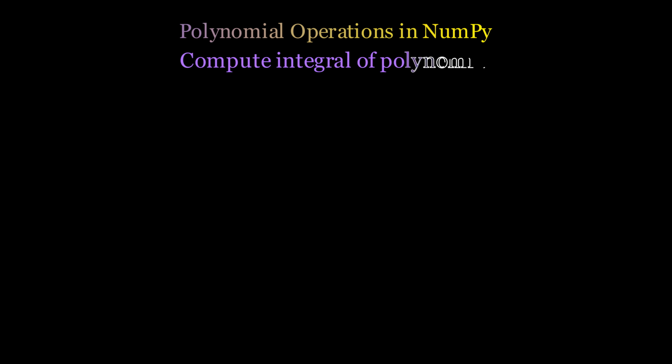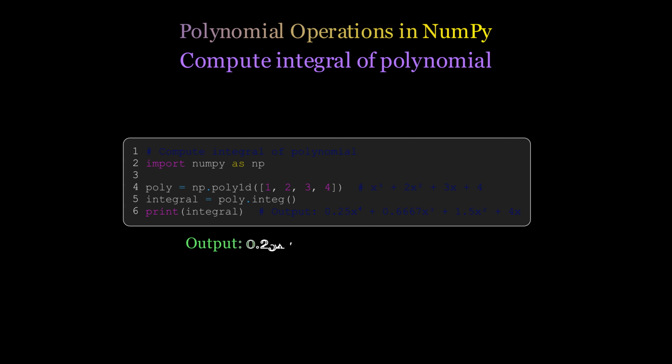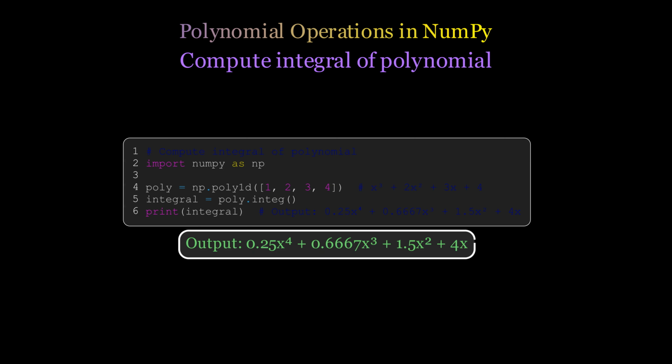Integ computes the antiderivative for our polynomial. The integral is 0.25x to the power of 4 plus 0.6667x cubed plus 1.5x squared plus 4x plus a constant. Integration is fundamental for calculating areas and solving differential equations.